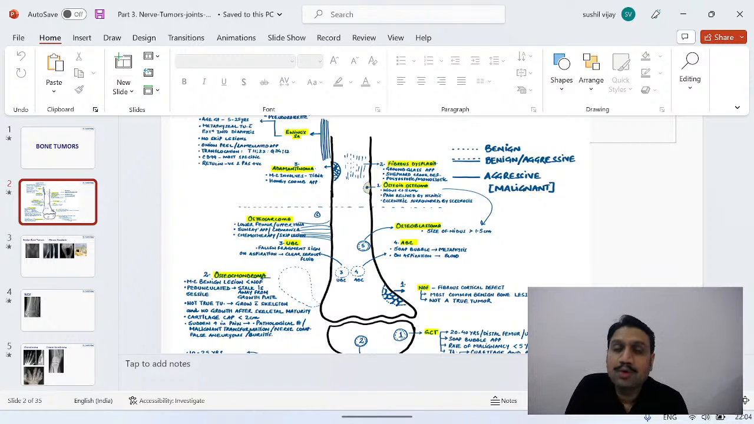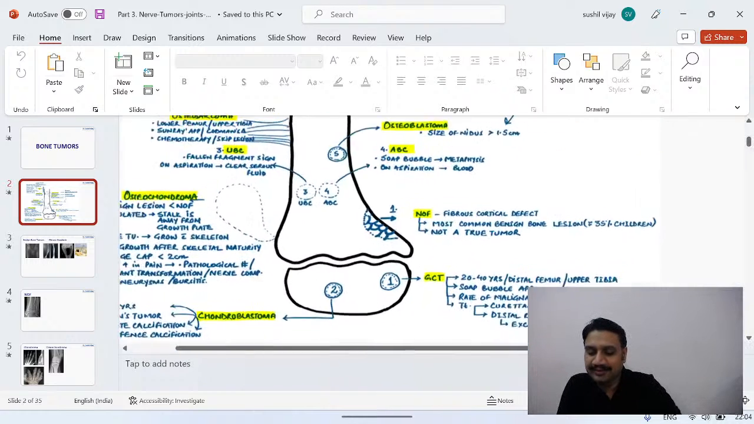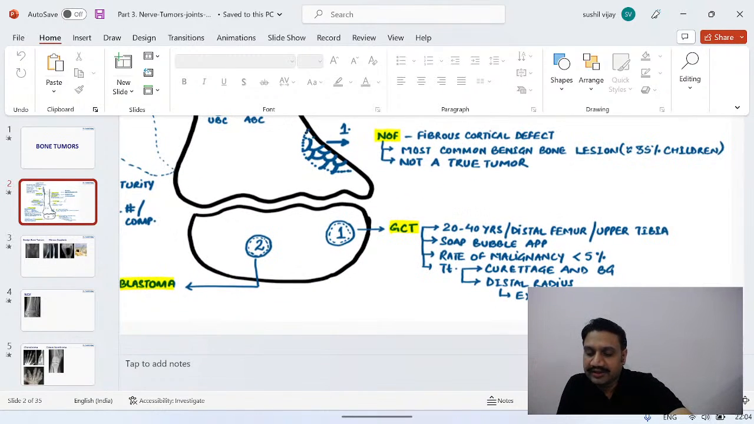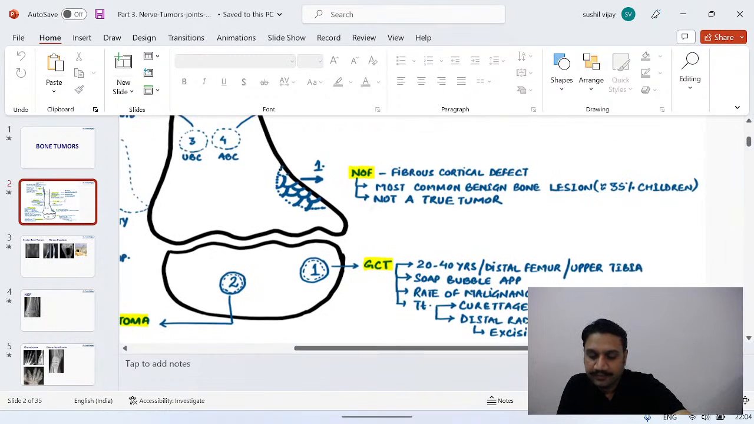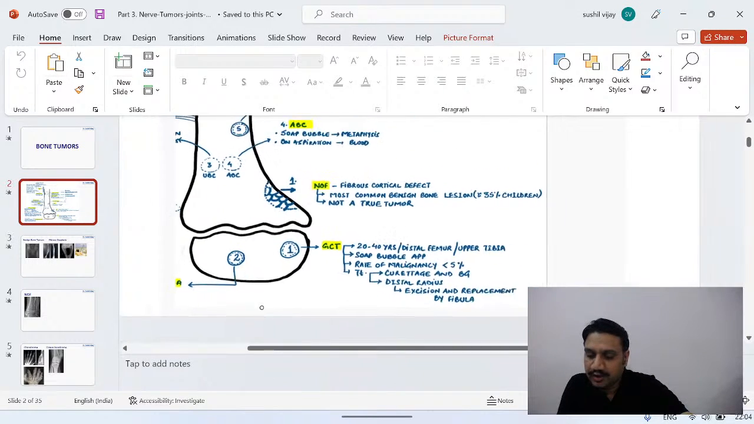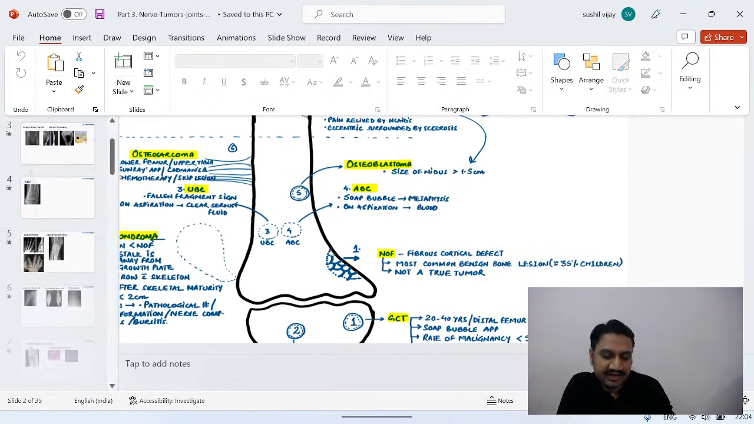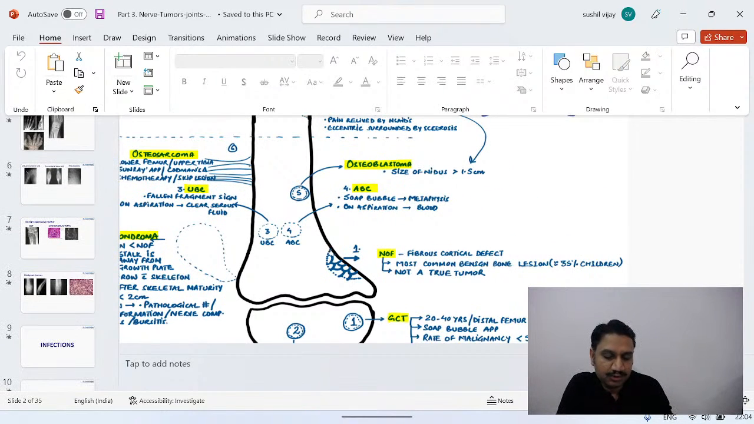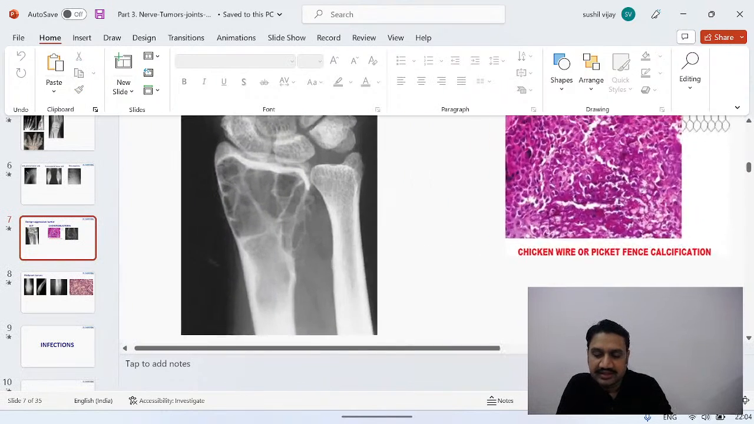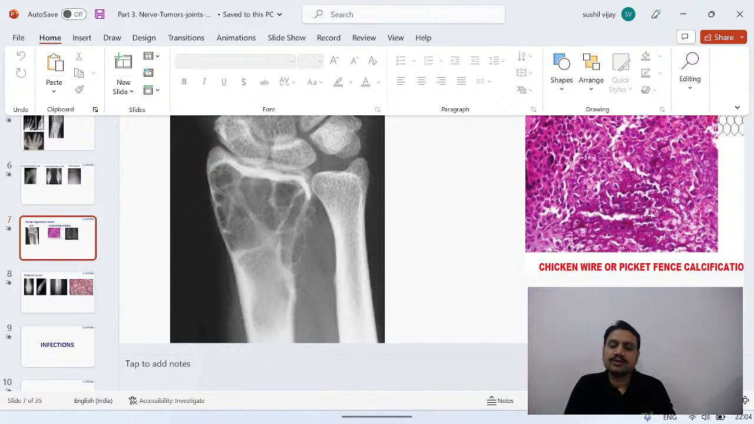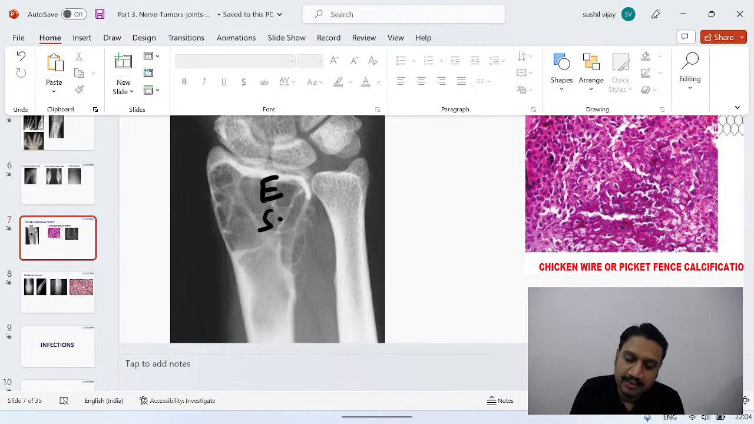So you can go and download this kind of picture which I have drawn, and in the picture I have shown at what areas what tumors are very, very common. So you can download this picture and I'll show you certain very important tumors. The most important one I want to show you is giant cell tumor. See, this is how the giant cell tumor will look. Epiphyseal area and soap bubble. It is nothing else than GCT.